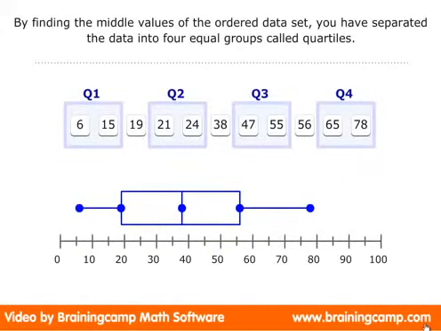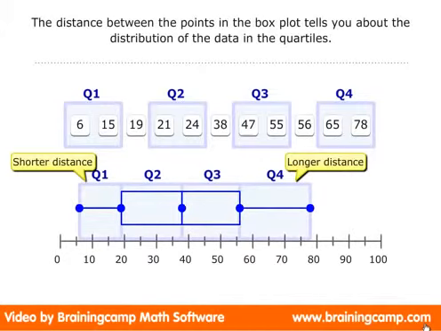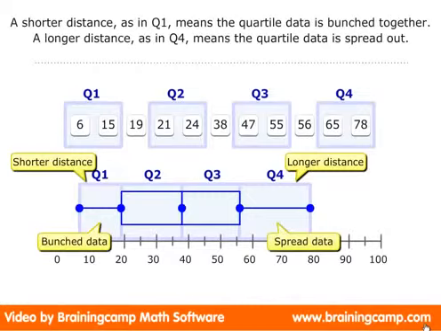By finding the middle values of the ordered dataset, you have separated the data into 4 equal groups called quartiles. The distance between the points in the box plot tells you about the distribution of the data in the quartiles. A shorter distance, as in Q1, means the quartile data is bunched together. A longer distance, as in Q4, means the quartile data is spread out.